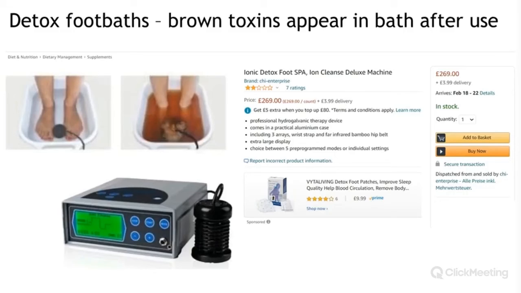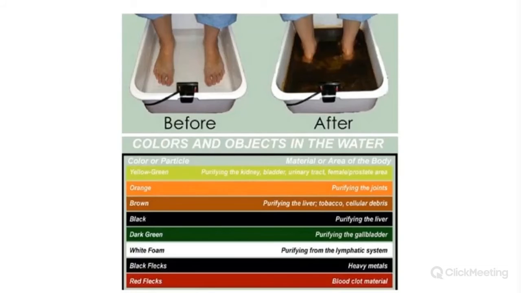So this is an advert for a detox foot bath you can get on Amazon, and they cost about €300. And I tell the pupils that they can save a bit of money by doing this microscale. You can see that there's a before with clean water and an after with brown water. The brown water is meant to represent the toxins from the detox process that are diffusing through pores in the skin into the water. And people have come up with color charts for this, like so.